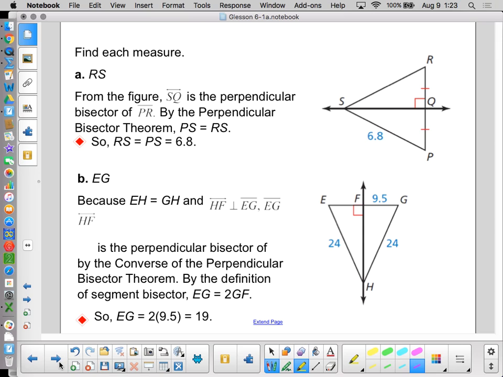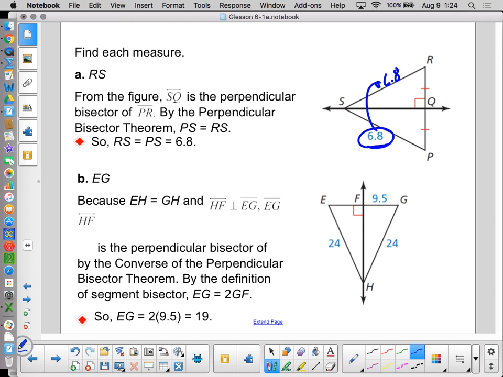So, find each measure. Obviously, these are some worked out examples for us. If SQ is the perpendicular bisector, that means every point on S, no matter where I put it, is always equidistant from R and P. So if S was where I'm drawing it here, those two distances would be congruent. So because that fact is true, since this is 6.8, this must also be 6.8. That uses the perpendicular bisector theorem.